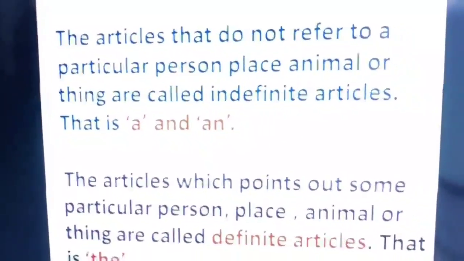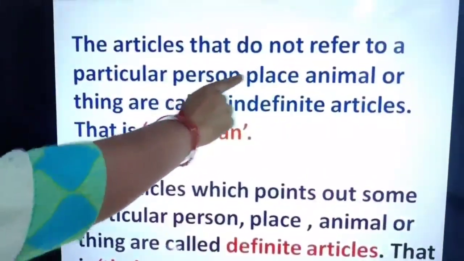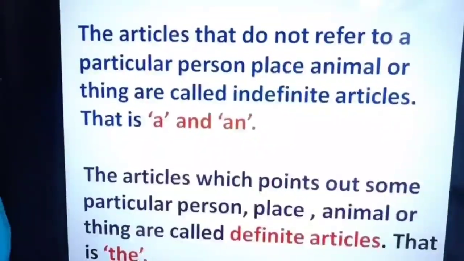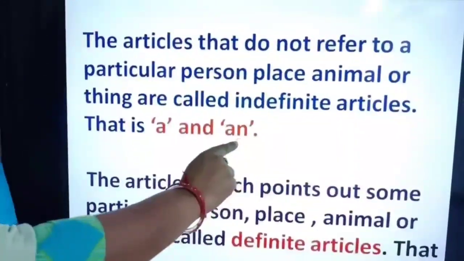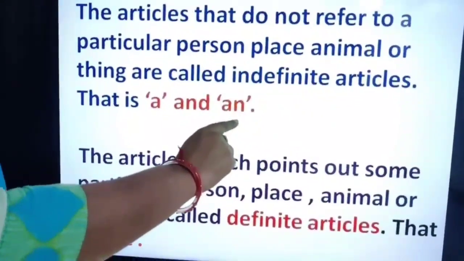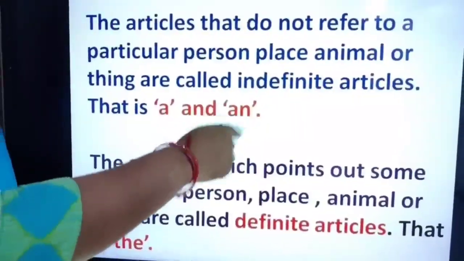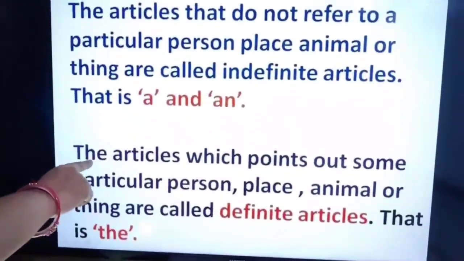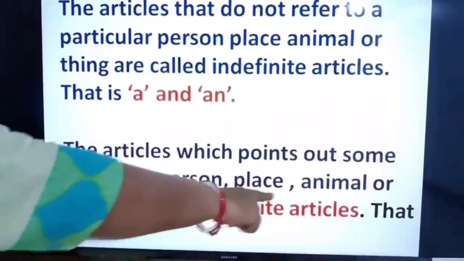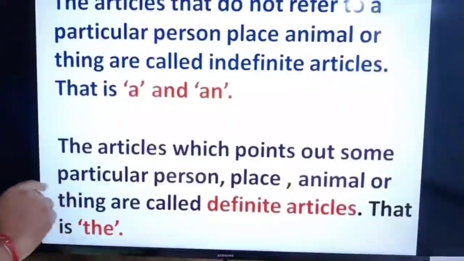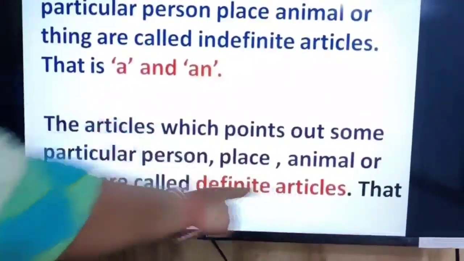So what are indefinite articles? These are the articles that do not refer to a particular person, place, animal or thing. That means the words a and an, they are indefinite. We don't use them before any particular person, place or animal. We use them with general persons, places, animals or things. Second are the articles which point out some particular person, place, animal or thing. These are definite articles, that is the.